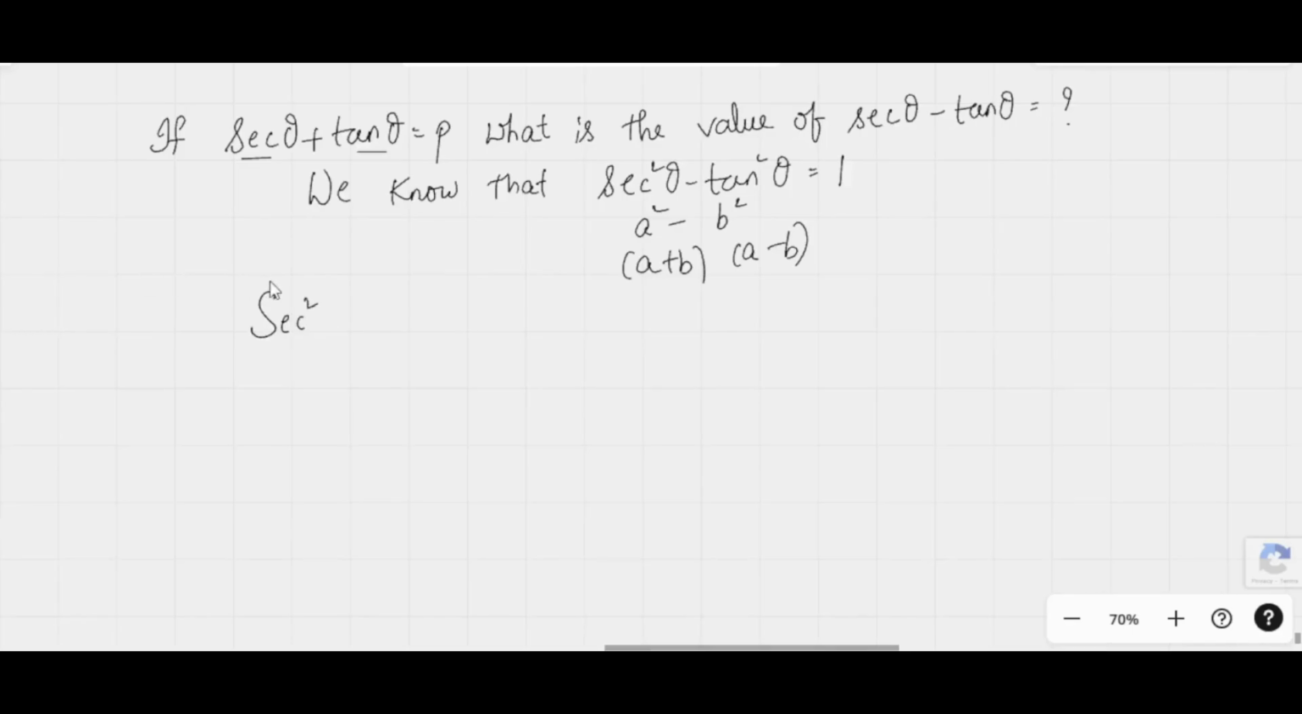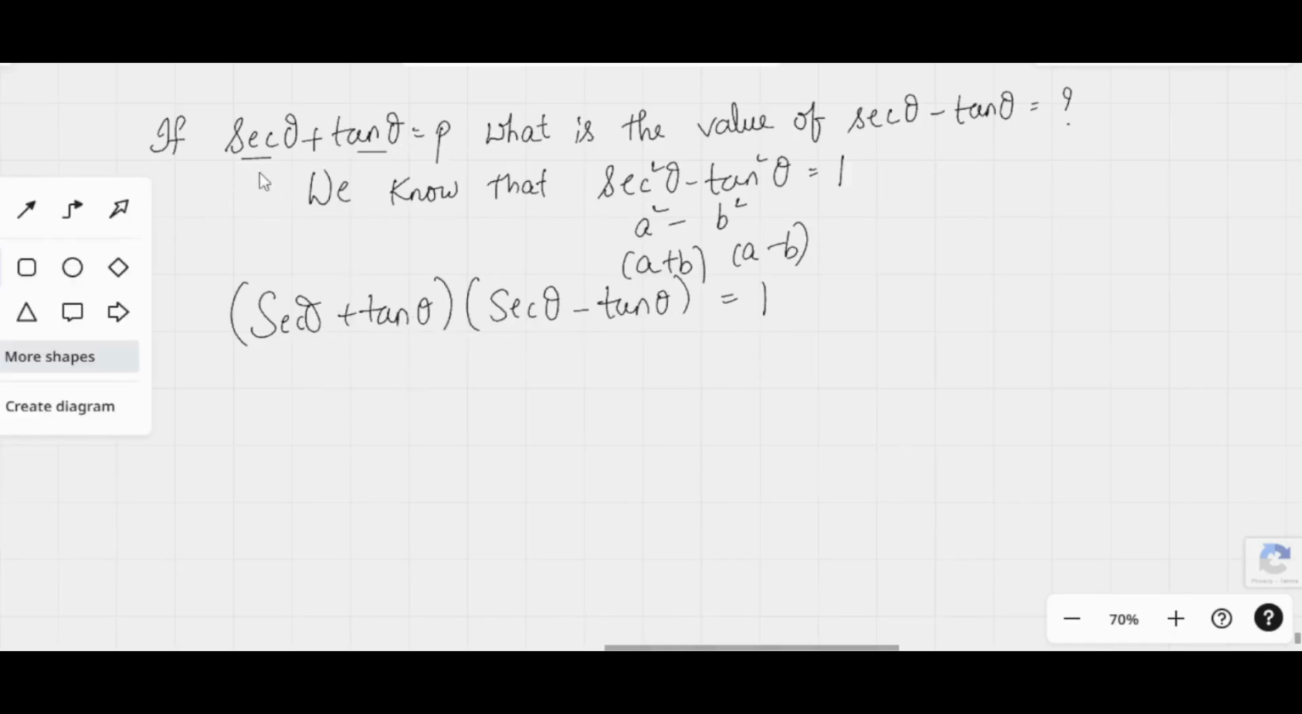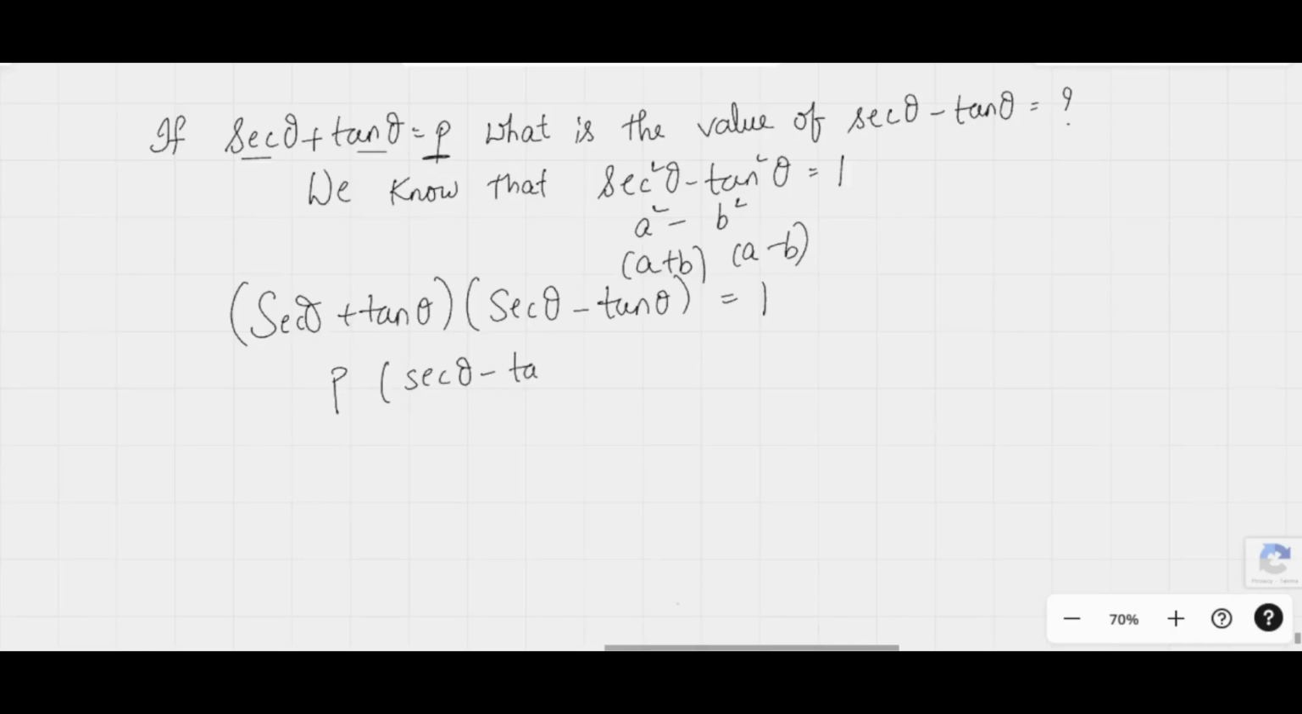Secant theta plus tan theta into secant theta minus tan theta is equal to 1. They told that secant theta plus tan theta is equal to p. So I'm substituting p here and writing p into secant theta minus tan theta is equal to 1. Hence secant theta minus tan theta will be equal to 1 divided by p. So the value of secant minus tan is 1 by p.